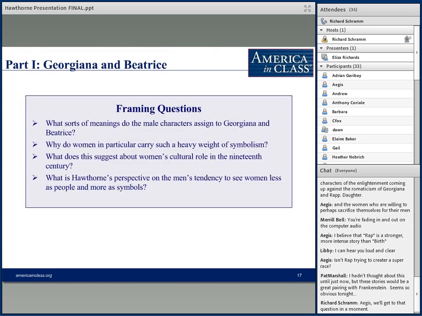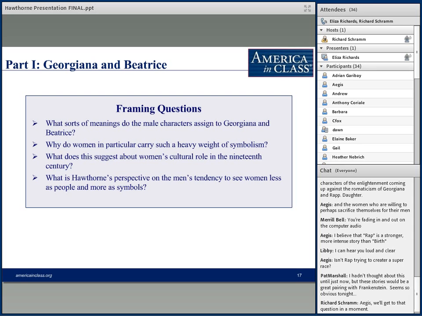Mm-hmm. We have a question here that we'll get to later on. Isn't Rappaccini trying to create a super race? And we just discovered another comparison. I hadn't thought about this until just now, but these stories would be a great pairing with Frankenstein. Seems so obvious tonight. Well, our first epiphany. I like the name Rap. I think that's good. Good for, let's call him Rap from now on.